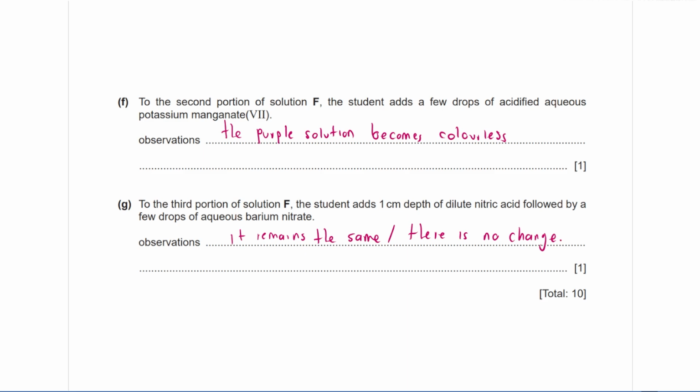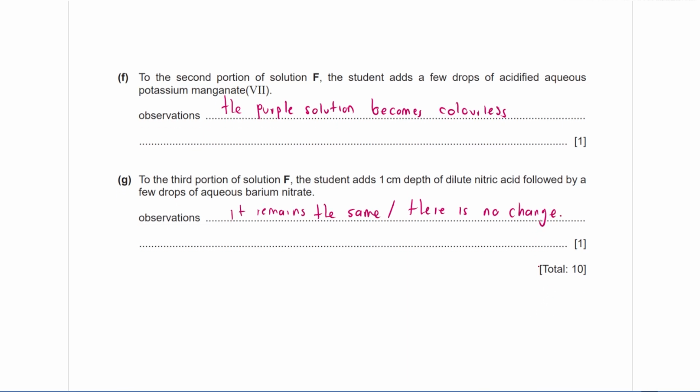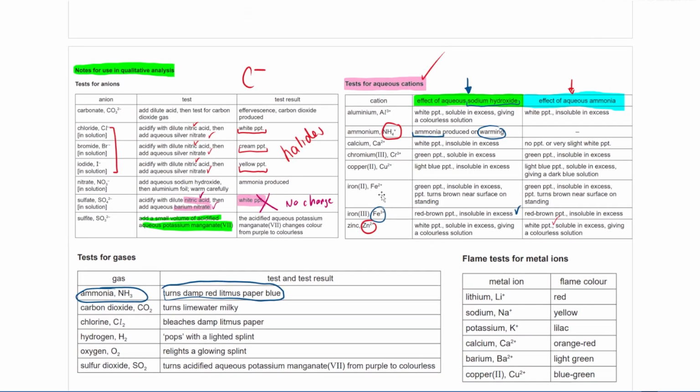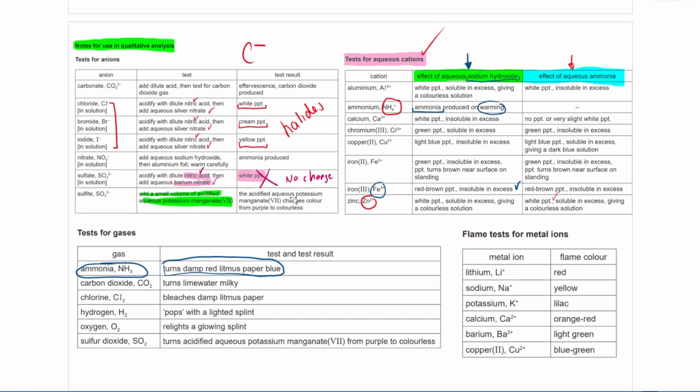Okay, and that's it. That's how you get 10 marks identifying the ions in solutions or in unknown compounds. And this is pretty simple.